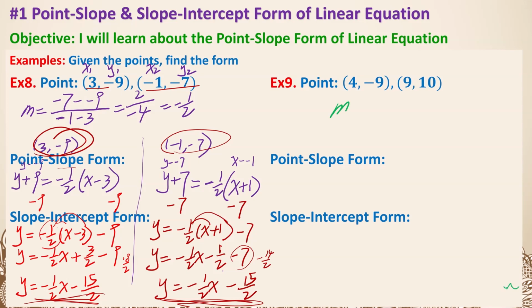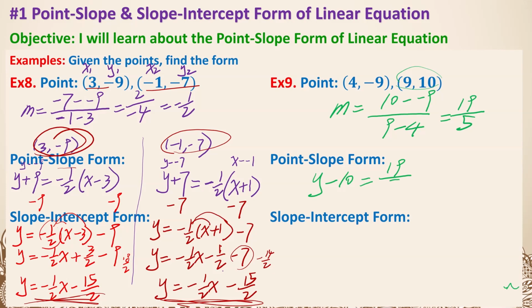Same thing. Let's find the slope first. 10 minus -9 on the top, 9 minus 4 on the bottom. So we got 10 plus 9, which is 19 on the top. And the bottom is 5. You can choose to use either point to write a point slope form. I'm just going to take the second point as an example. y minus 10. The reason is that with the second point, they're both positive numbers, so it's easier to write. I don't have to think about subtracting a negative. 19 over 5 times x minus 9.